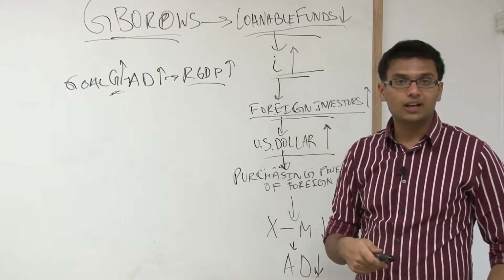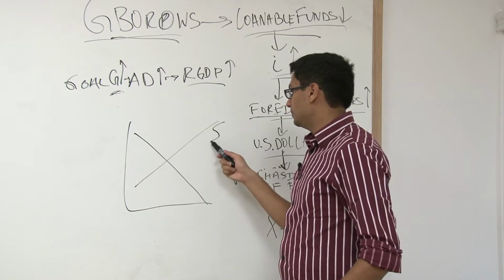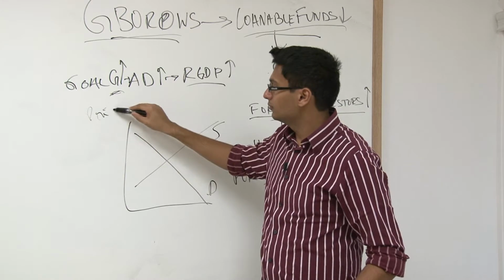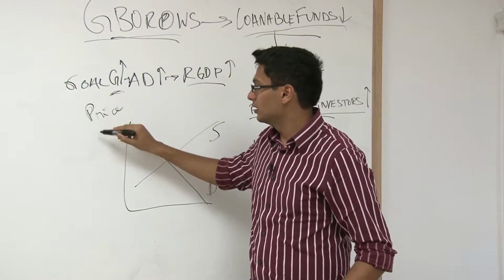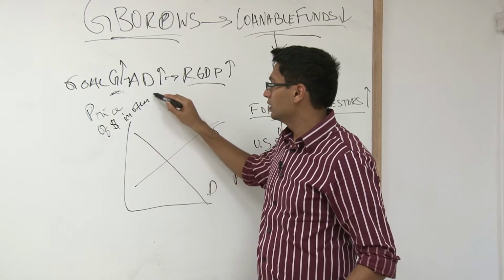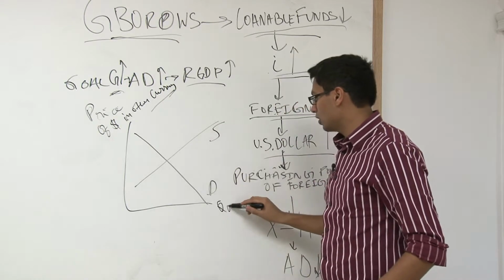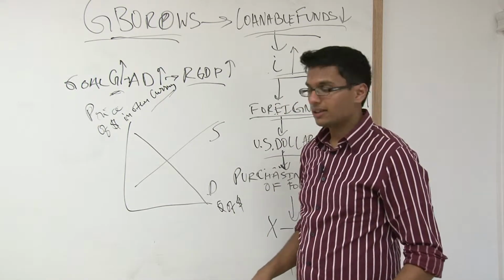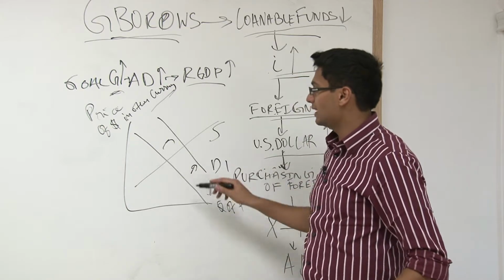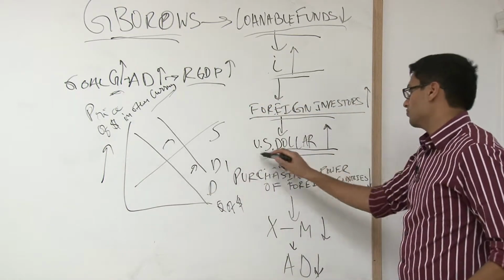Remember, we showed a graph showing the demand and supply, right? And we talked about the price of the dollar, price of dollar in other currency, right? And we talked about the quantity of dollar. The point is that the demand shifts to the right, okay? And when the demand shifts to the right, what's going to happen is that the price of the dollar is going to increase. So the US dollar becomes stronger as a result, okay?